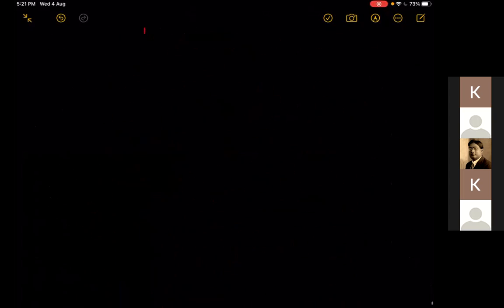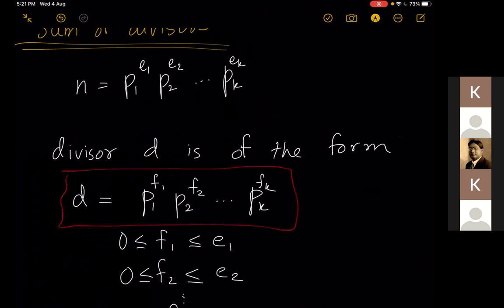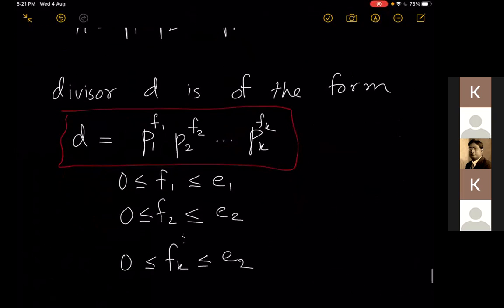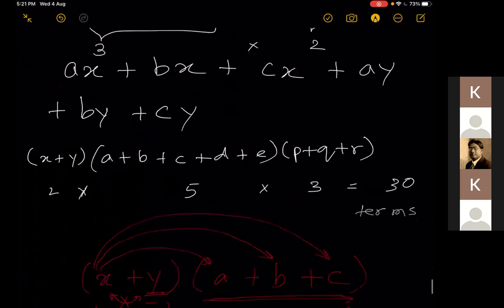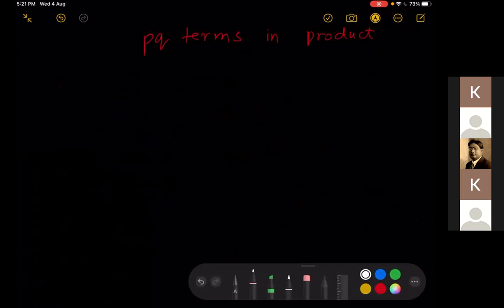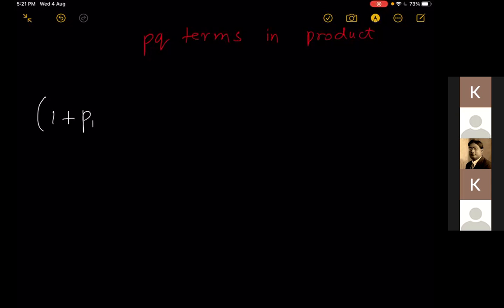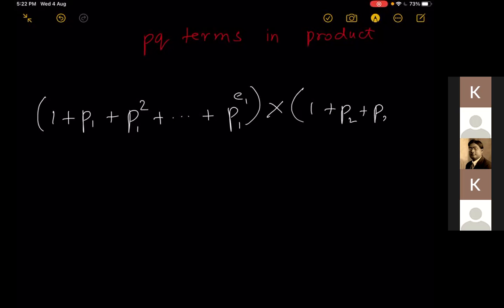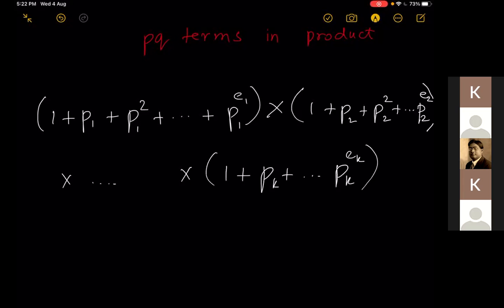Okay, so now what is a factor? A factor is of this form, where again I have to generate all possibilities. So now let us see this expansion. 1 plus p1 plus p1 square till p1 to the power e1, multiplied with 1 plus p2 plus p2 square till p2 to the power e2, multiplied, like there are k terms like this. If you multiply this entire expression, what will you get? You will get the sum of all the factors, right?